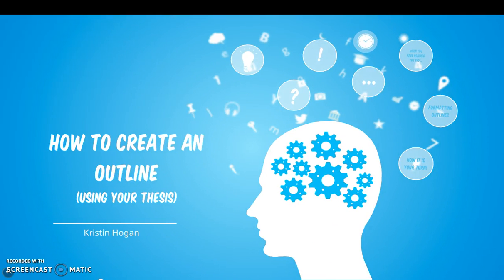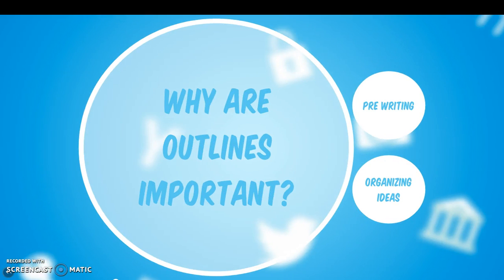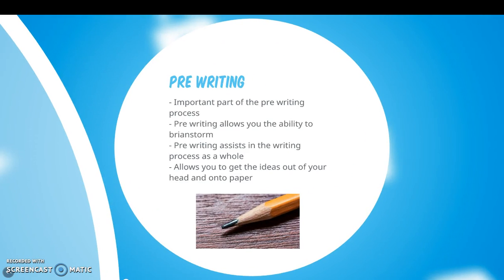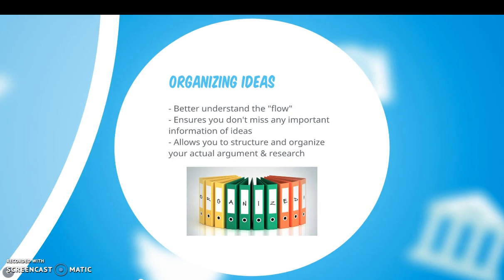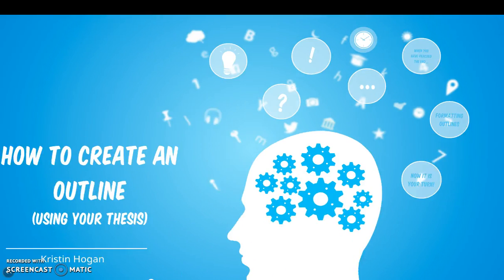So why are outlines so important? Well, they're a huge part of the pre-writing process. They allow you the ability to brainstorm, assist in the process as a whole, and help you get the ideas out of your head and onto paper. It also helps you organize ideas so your paper flows better. It ensures you don't miss any important information and allows you to structure and organize your actual argument and research.